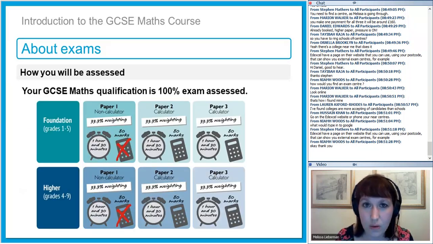So here's an overview of how you'll be examined. 3 papers. Paper 1 is non-calculator. Paper 2 and 3 are calculator. And all 3 papers cover all topics in the course. Although non-calculator questions might be a little bit different because you're not allowed to use a calculator, they still cover all topics. So that will just spread your chances of getting through.